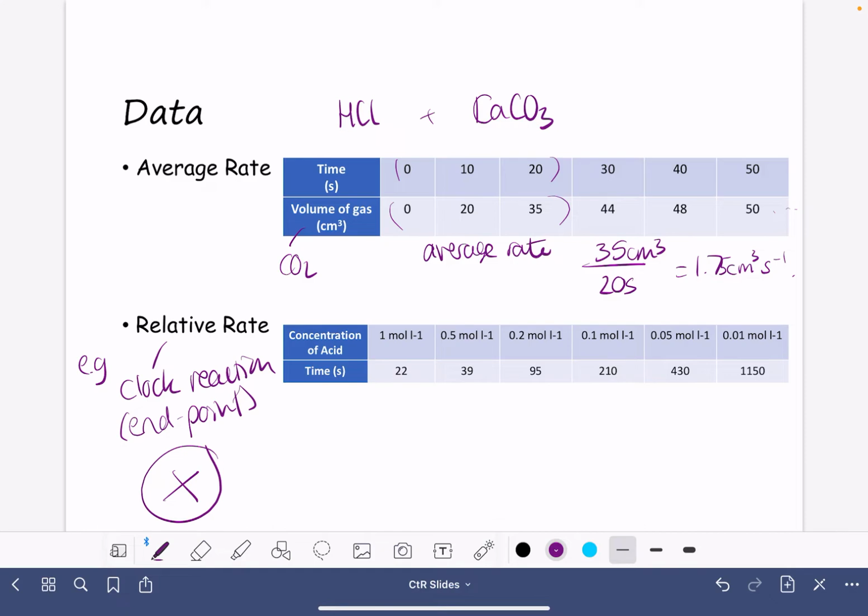So we can look at the relative rate. So at this concentration, the relative rate would be 1 over 22, which is 0.045, and that would be seconds to the minus 1. Okay? At this concentration, the relative rate would be 0.00476 seconds to the minus 1, and so on, because I've just done 1 over 210 there, okay? So that's how we would calculate relative rate, 1 over the time.